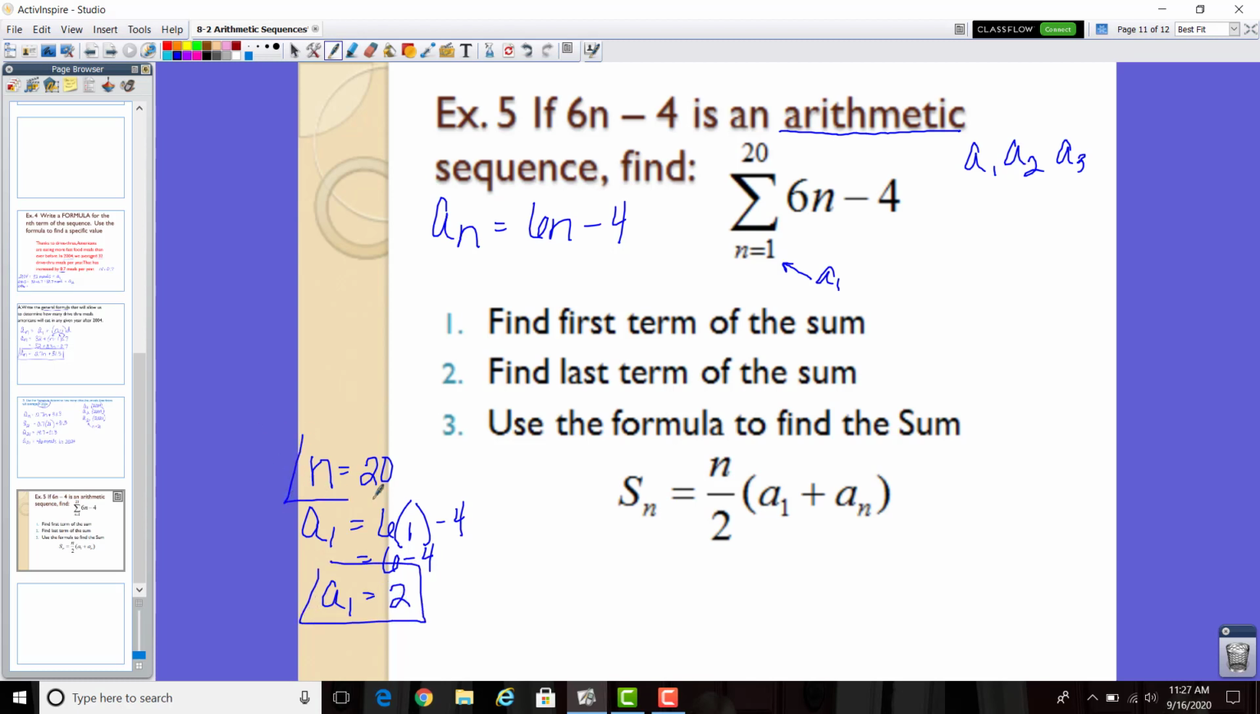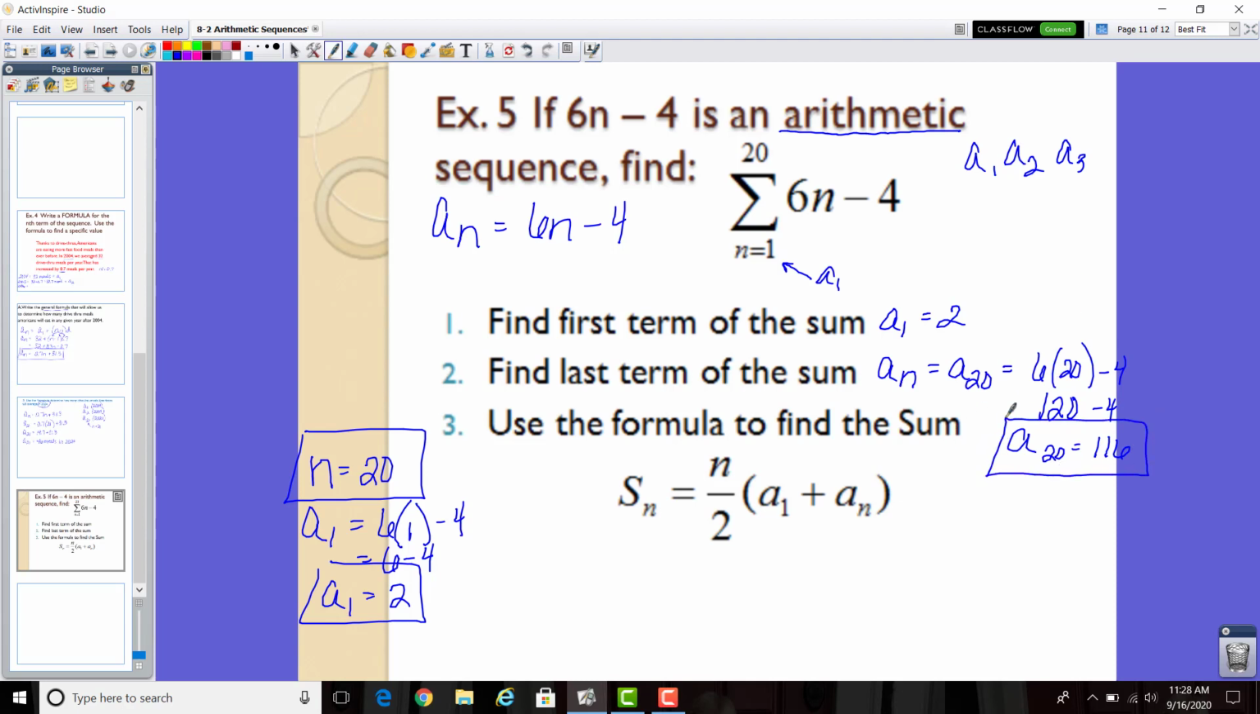So in my formula, I have 2 of the 3 values needed so far. I know I'm finding the sum of 20 terms, so n is 20. My first term, a sub 1, equals 2. I need to find the value of my last term, a sub n. Well, if n is 20, that means I need to find the value of the 20th term, a sub 20. So 6 times 20 minus 4. 6 times 20 is 120. I'm subtracting 4. So my 20th term has a value of 116.